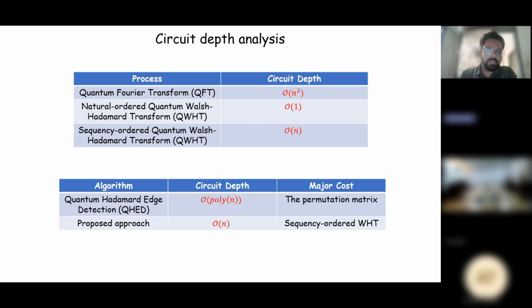So there's obviously a polynomial advantage in this approach over the quantum Hadamard edge detection approach. And with this, I would like to end the talk.